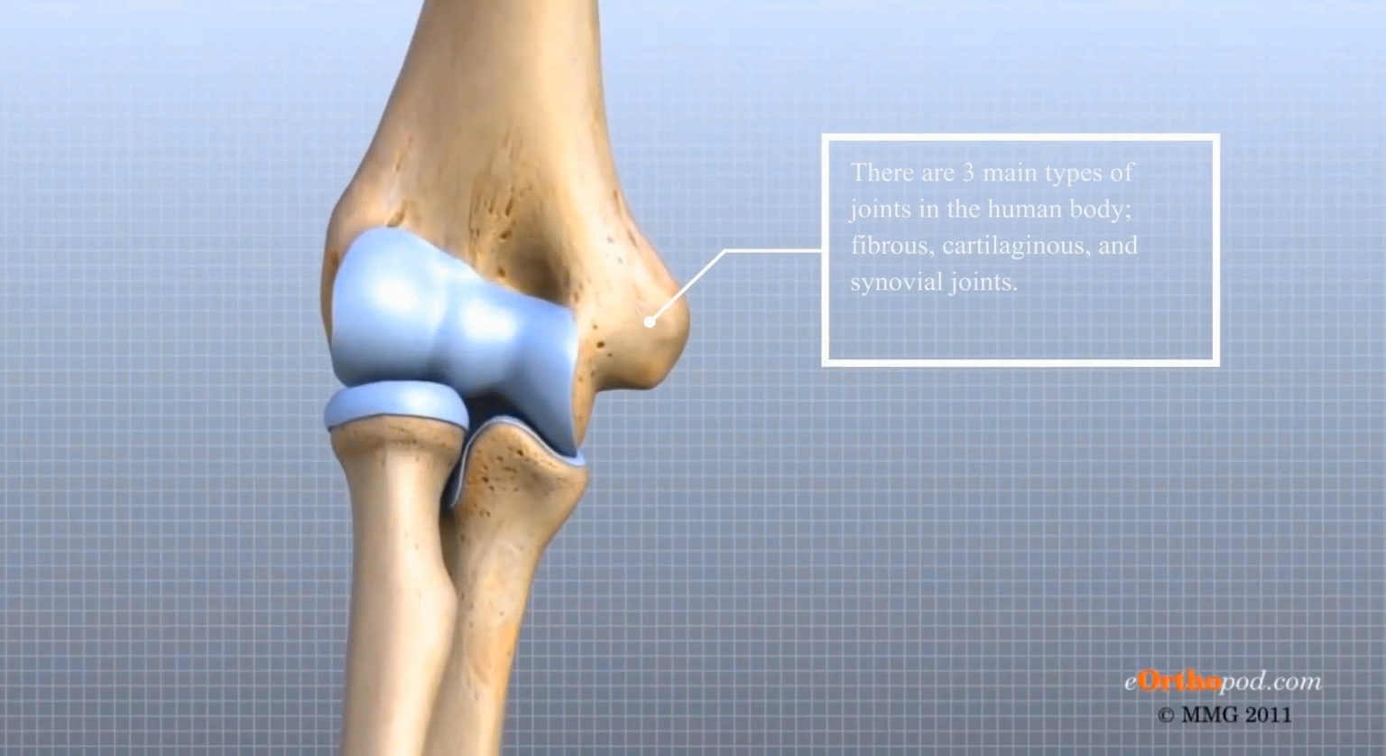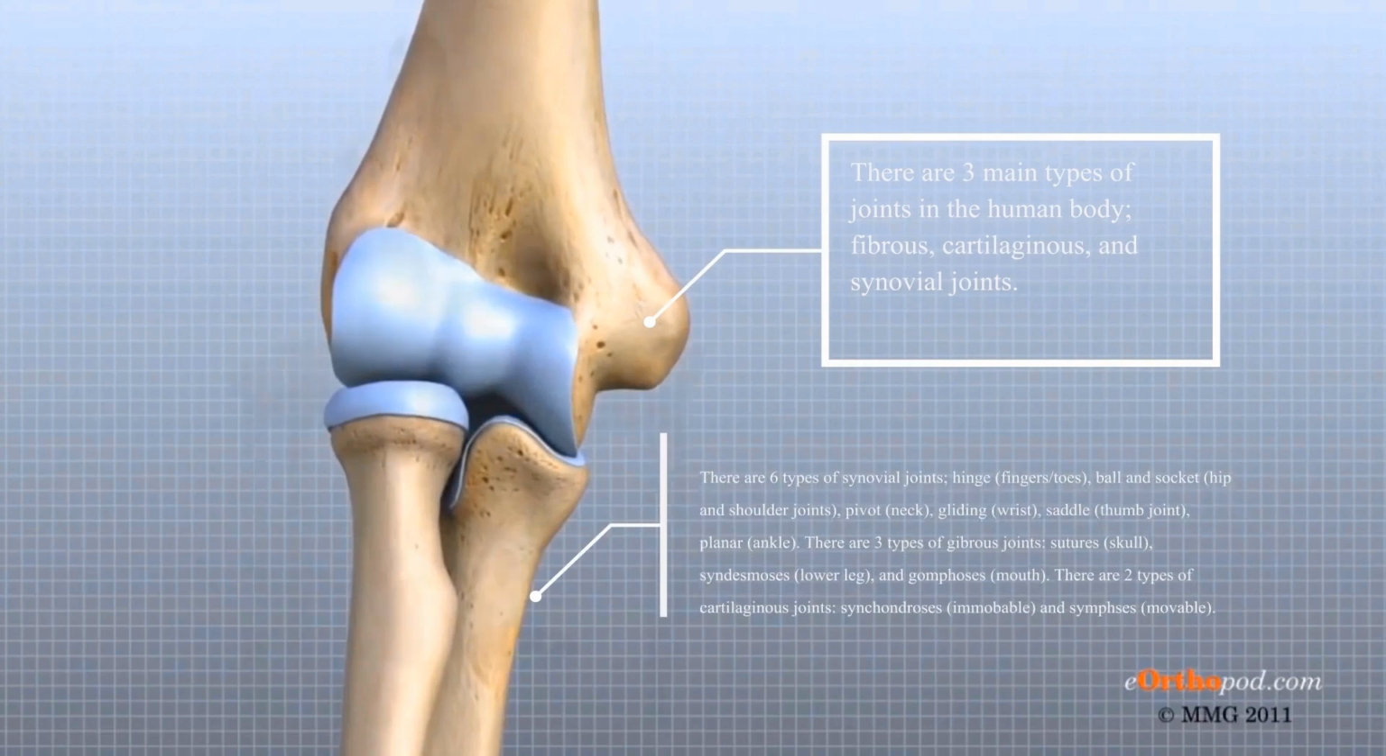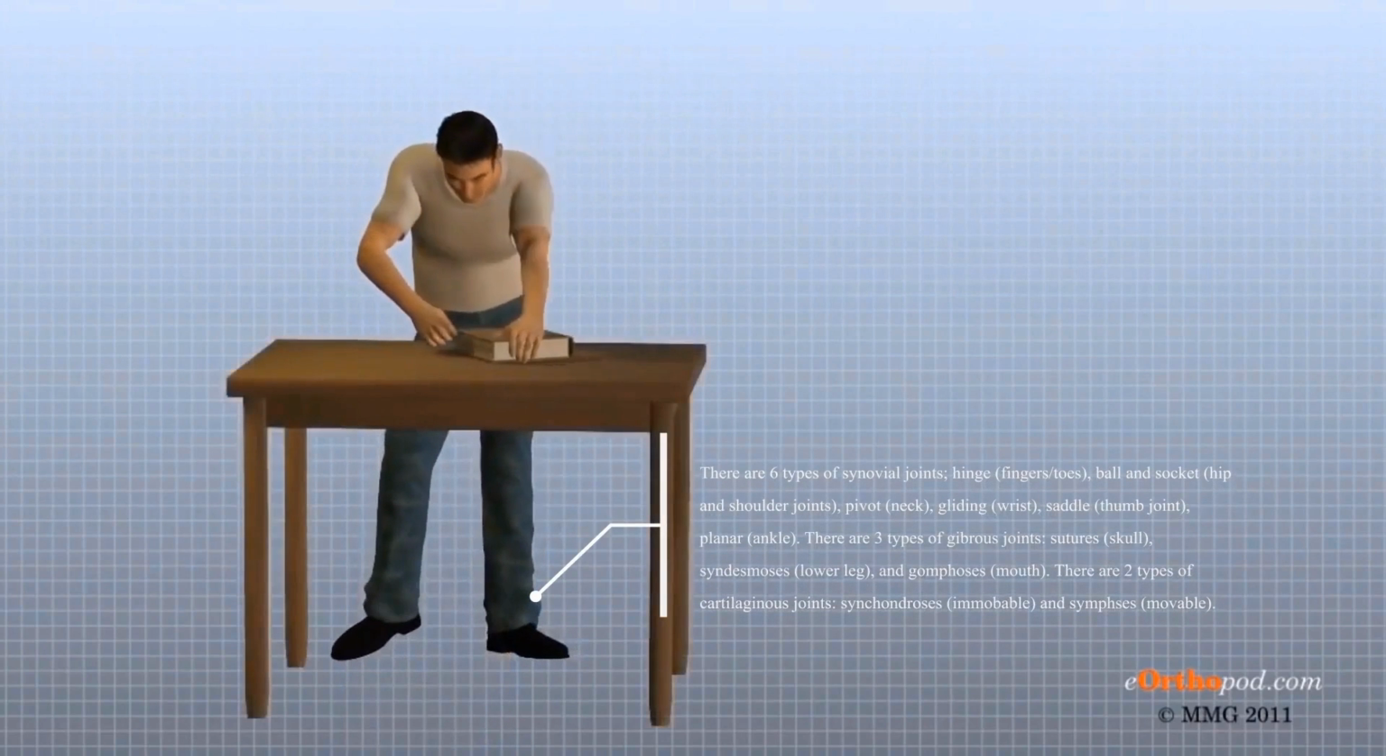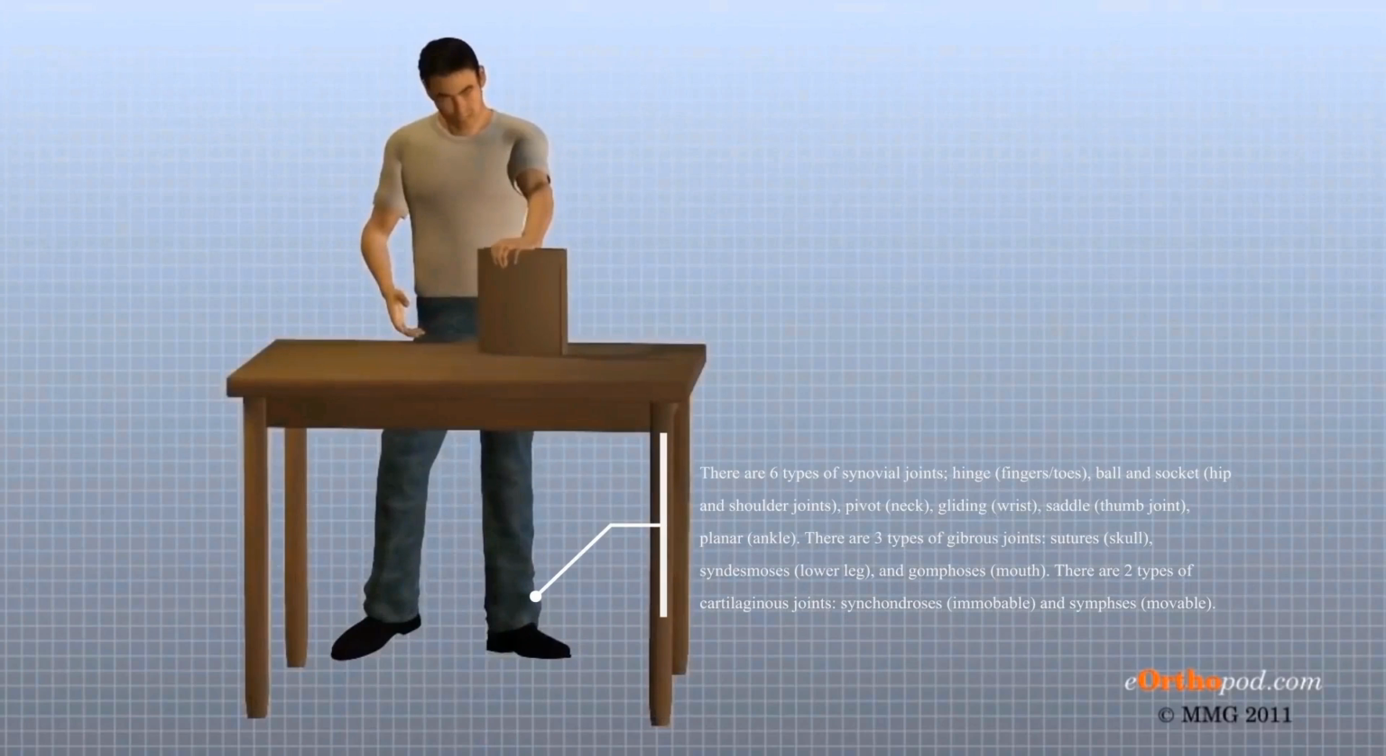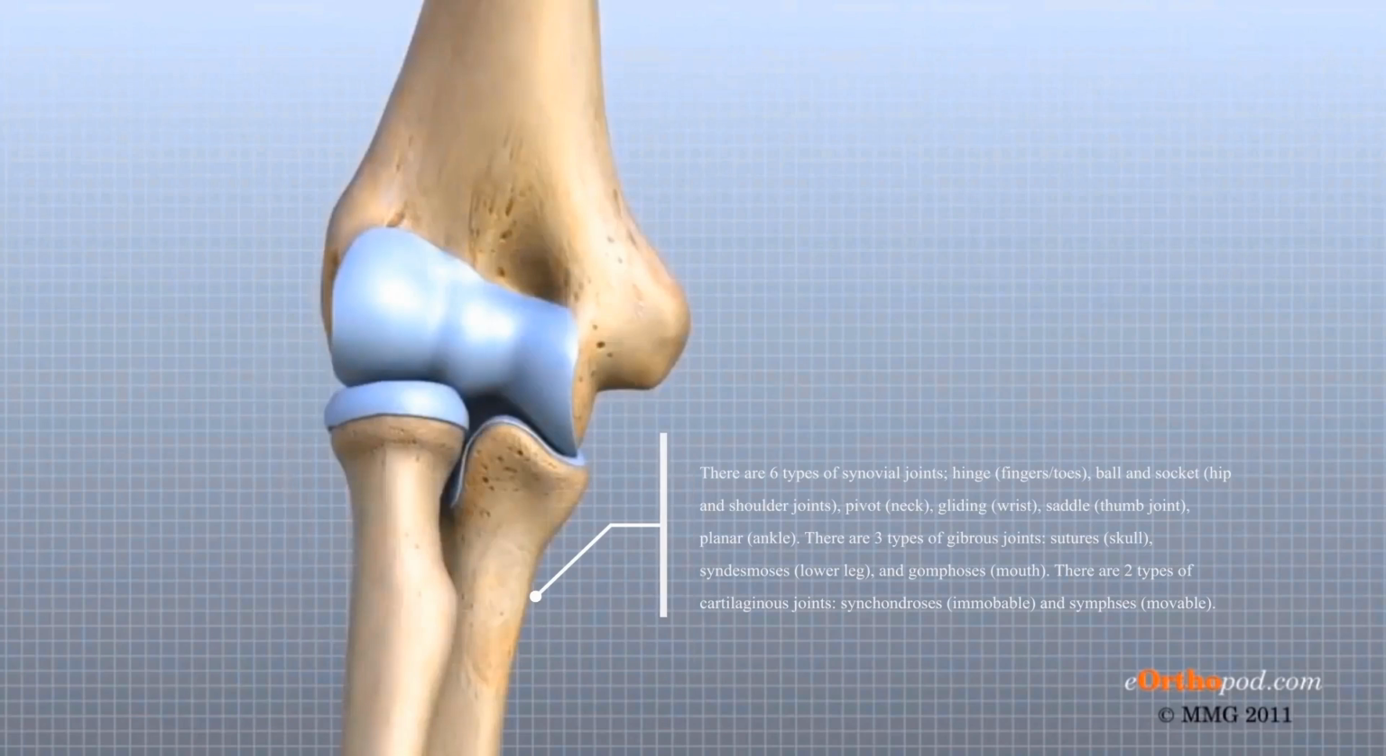There are three main types of joints in the human body: fibrous, cartilaginous, and synovial joints. There are 6 types of synovial joints: hinge, fingers and toes; ball and socket, hip and shoulder joints; pivot, neck; gliding, wrist; saddle, thumb joint; planar, ankle. There are 3 types of fibrous joints: sutures, skull; syndesmoses, lower leg; and gomphoses, mouth. There are 2 types of cartilaginous joints: synchondroses, immovable, and symphyses, movable.